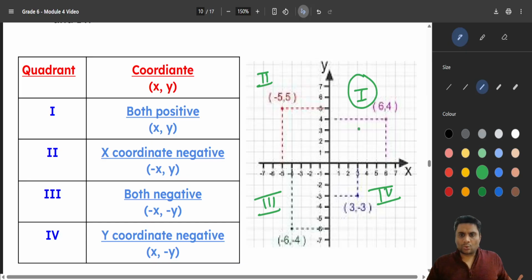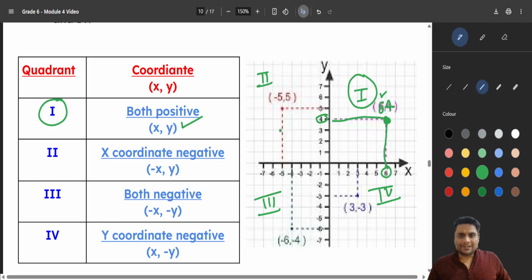Now in all the 4 quadrants you can see a point. If I see quadrant number 1, the location of this point is how much? First we check the x. The x is 6, so we write here 6, right? And the y here is 4, so we write here 4. Both the x and y coordinates of this ordered pair are positive. So I can say that in the first quadrant both x and y will be positive.